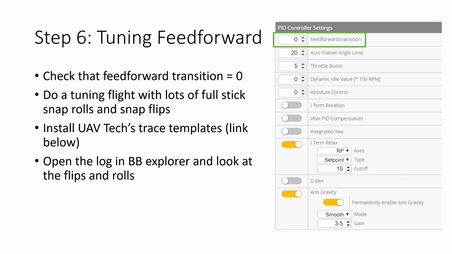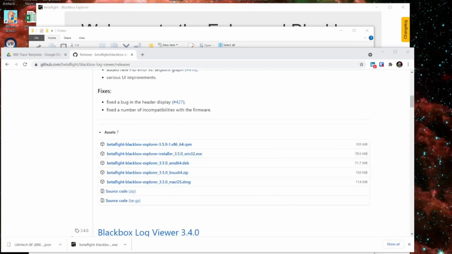Now that we have our PIDs pretty much locked in, the next step, step 6, is tuning feedforward. The first thing to do is to check that feedforward transition equals 0. Once that's been set, do a tuning flight with lots of full stick snap rolls and snap flips. We also need to install UAV Tech trace templates and open the log in Blackbox Explorer and look at the flips and rolls that we've done. Don't worry if you've never done this before, I'm going to take you through it again step by step.